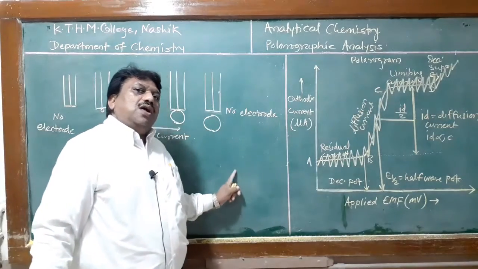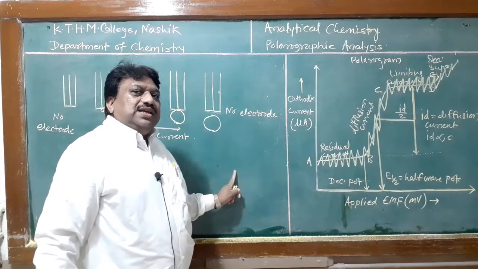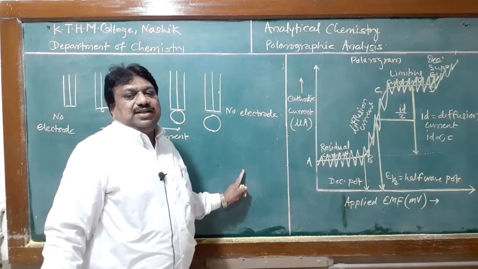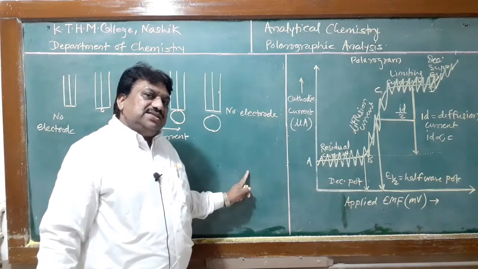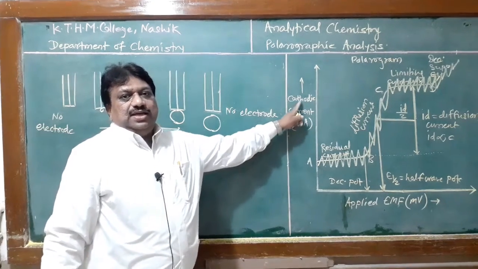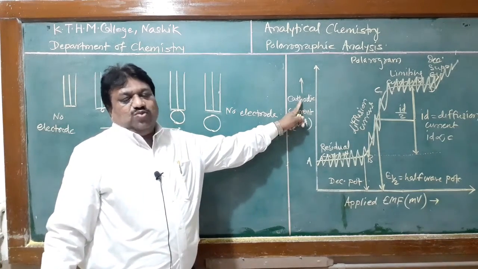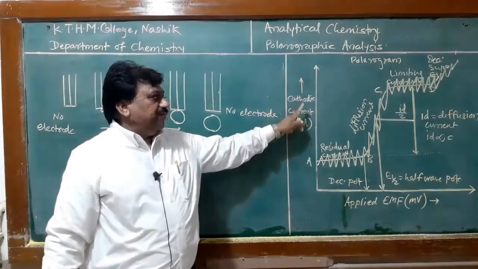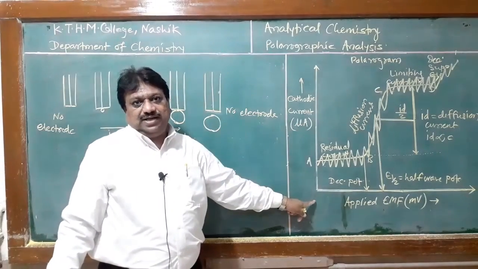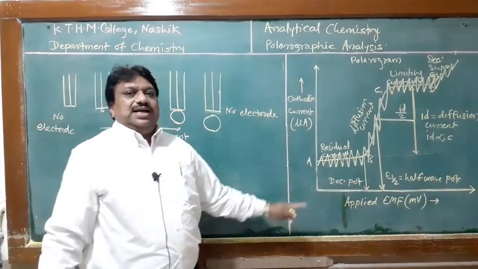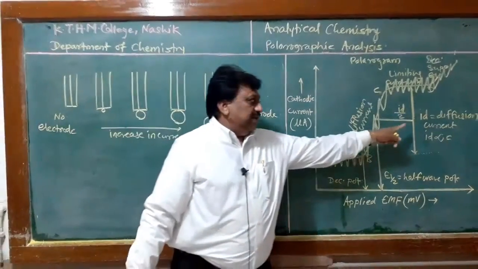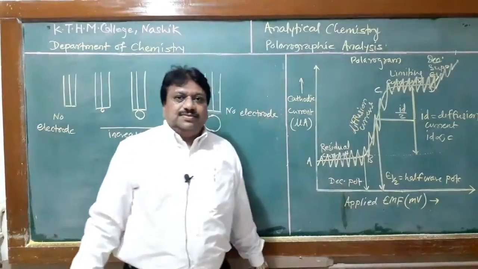Student, all this is about the qualitative and quantitative analysis in polarography. Qualitative and quantitative analysis is done by using a polarogram, which is a plot of cathodic current as a function of applied potential. A step-shaped curve is obtained and that is utilized for qualitative and quantitative analysis.